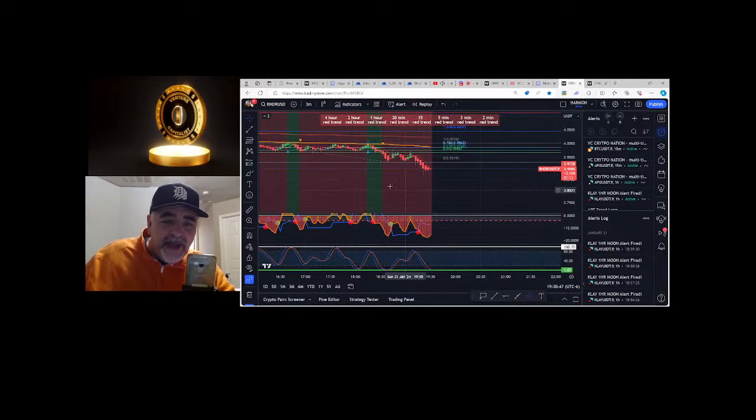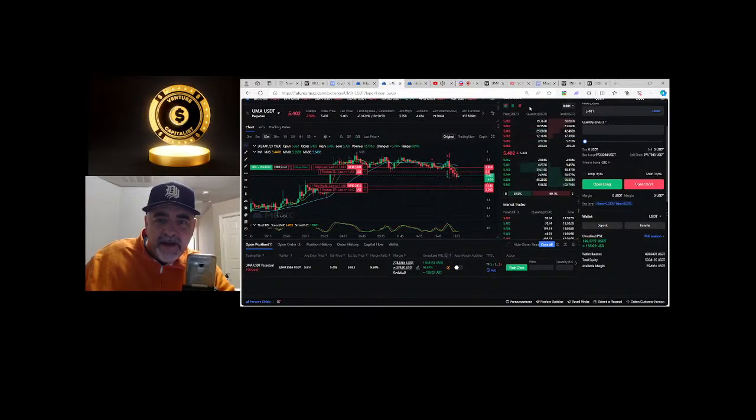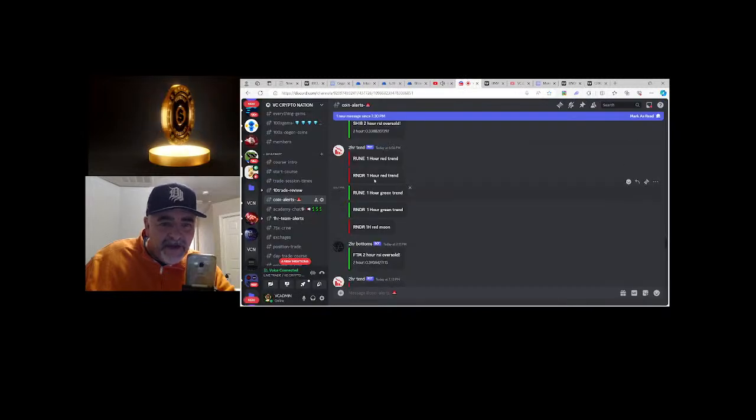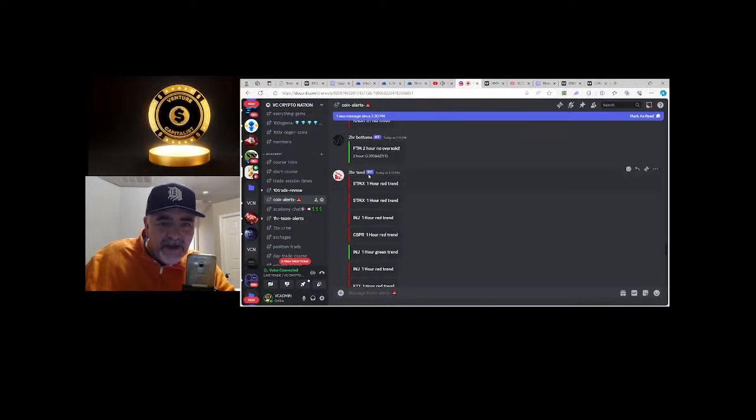But it's bouncing now. So what we're looking for Render to do is to bounce up, play the RSI to the top on the 3-minute, and then we'd be looking for the pull down after that. All right, so that's the Render situation. We missed that trade a little bit earlier.